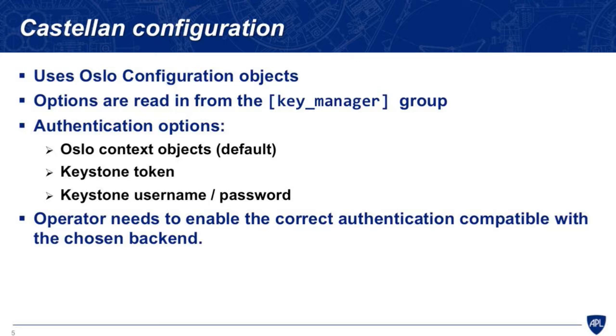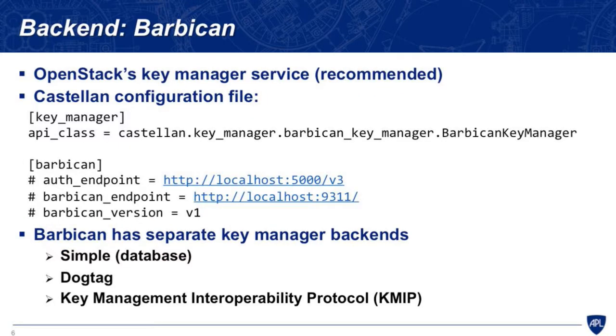So as I mentioned, Castellan is an OpenStack specific project, so you can specify the Castellan options in your Oslo config file. And so those are passed on to Castellan, and you can specify which backend you want from there. By default, it will take Oslo context objects, but you can also specify whether you want it to take Keystone tokens or username and passwords. And it could also possibly be extended to support other authentication methods. But this configuration is dependent on the operator to make sure that it's compatible with the respective backend.